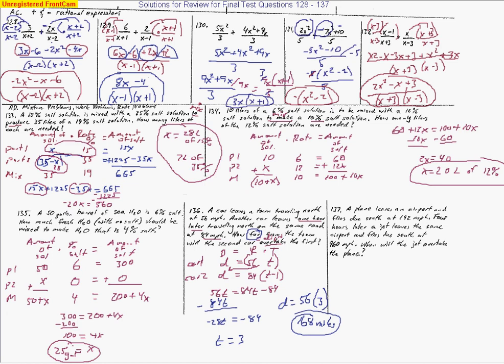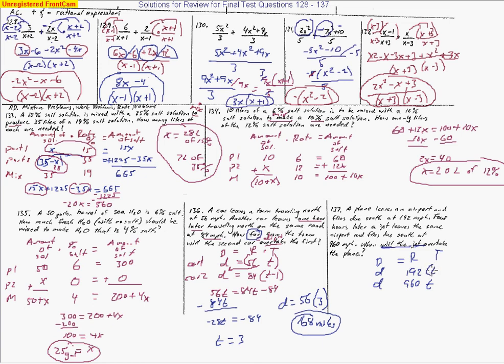Well, last problem. And this one talks about a plane leaves an airport, flies due south at 192 miles an hour. So let's write that one in there, 192. And 4 hours later, a jet leaves the same airport and flies at 960 miles an hour. When will the jet overtake the plane? So another one where D is the same. Now, this time they want to know the jet's time. So let's put the time for the jet here because they want to know the jet's time. When will the jet overtake? So we're going to put the t there.